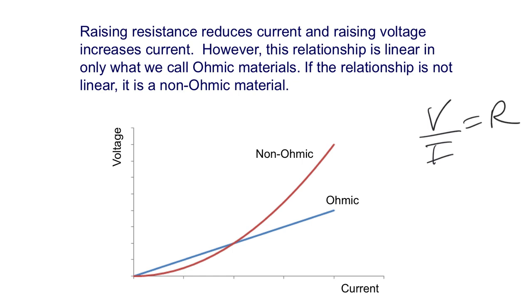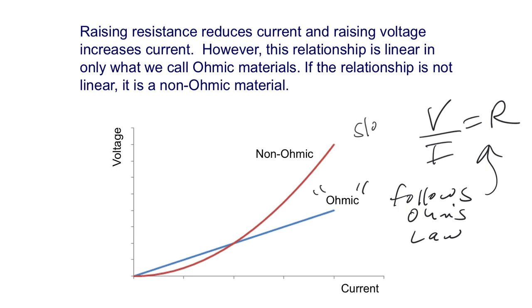V equals IR. If the resistor is said to be ohmic, it follows Ohm's law, and you have a straight line. No matter where you take the slope, it'll be the same. So you slope up here, or slope down here, it'll be the same.